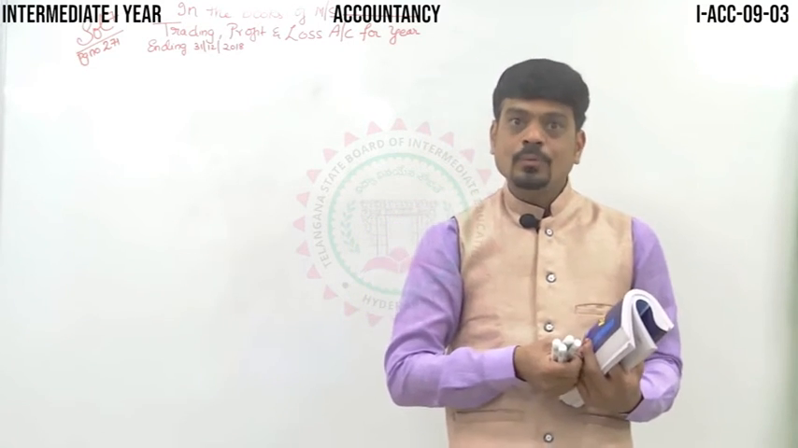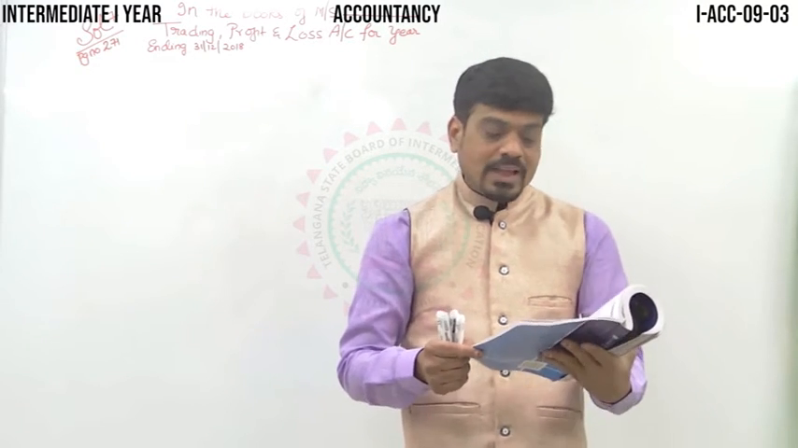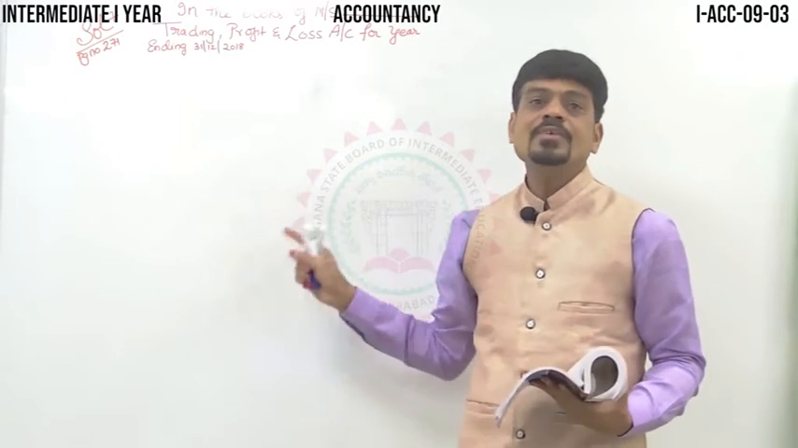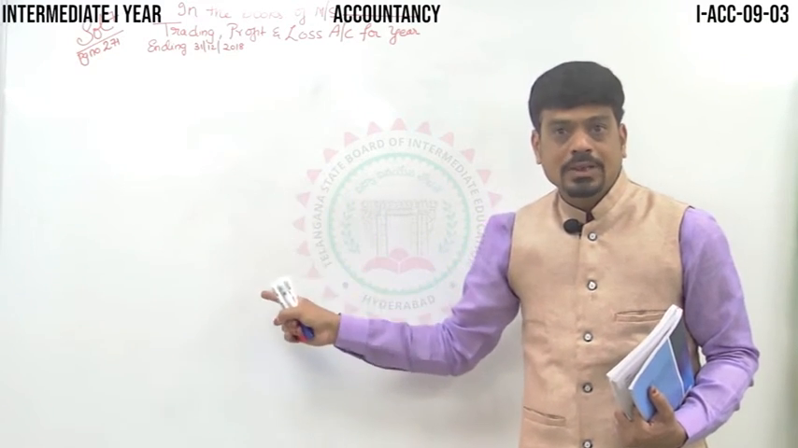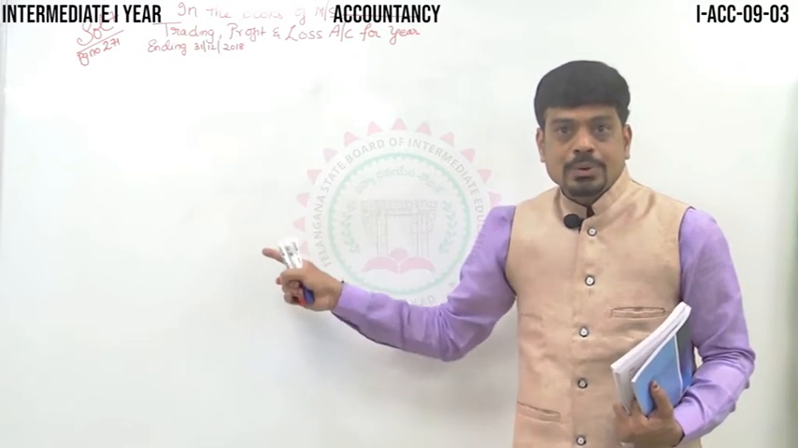So as I told you in the last session also, hope your textbooks are with you. If you look at the 7th question, page number 271 of your textbook, they are telling us to prepare trading account and profit and loss account. So both together, how we have to prepare. It's very simple. It's very interesting. Focus on the procedure, what I am following, how I am doing.